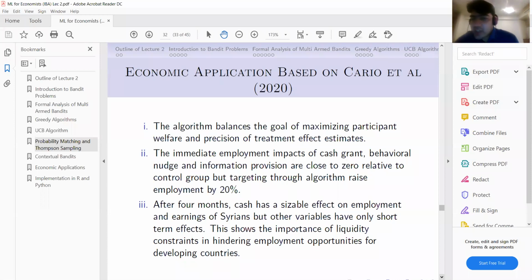They give an unconditional cash grant to these refugees, roughly 3,000 odd people in their sample. They give a cash grant, not to all of them, but to those individuals who were assigned to this treatment of cash grant. They give an unconditional cash grant, and then they look at labor market outcomes after 6 weeks, after 2 months, after 4 months, and so on.